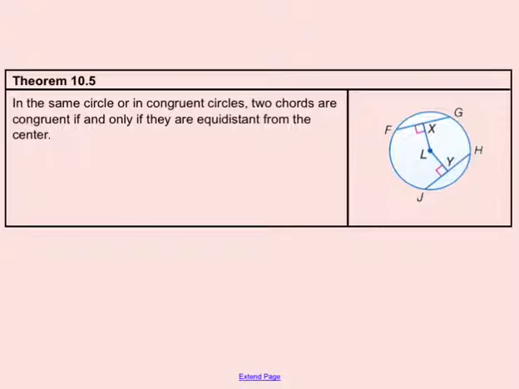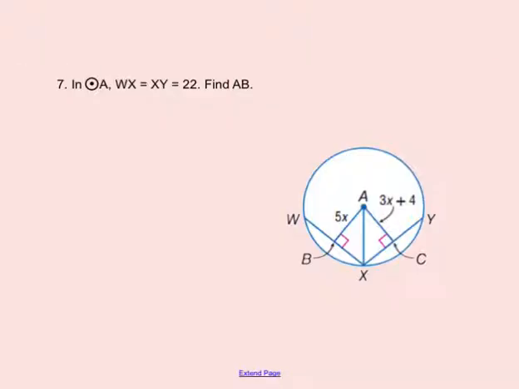Let's take a look at our next theorem here. So in the same circle, or in congruent circles, two chords are congruent if and only if they're equidistant from the center. So that means that this chord is congruent to this chord only if these two parts are congruent. If that's true, then this is congruent to this. So it's really important that you have these theorems when you're taking your quiz so they can kind of help you through that quiz. So let's take a look at this.